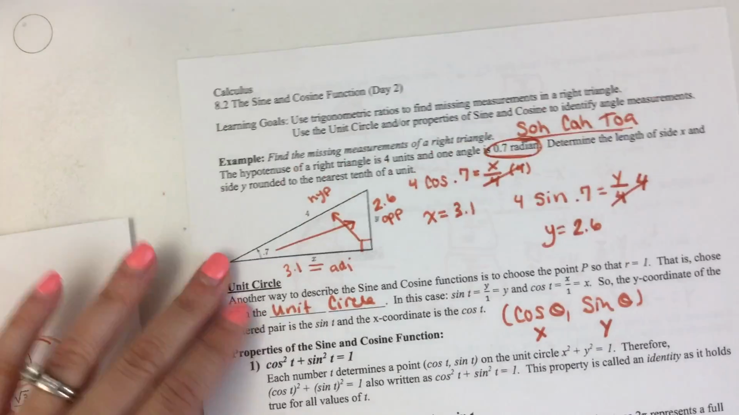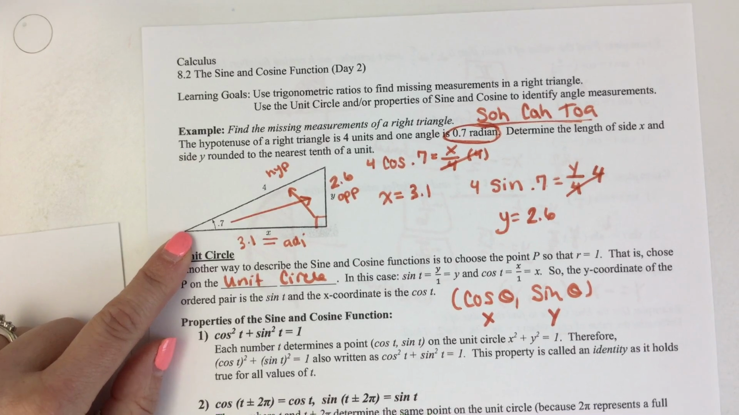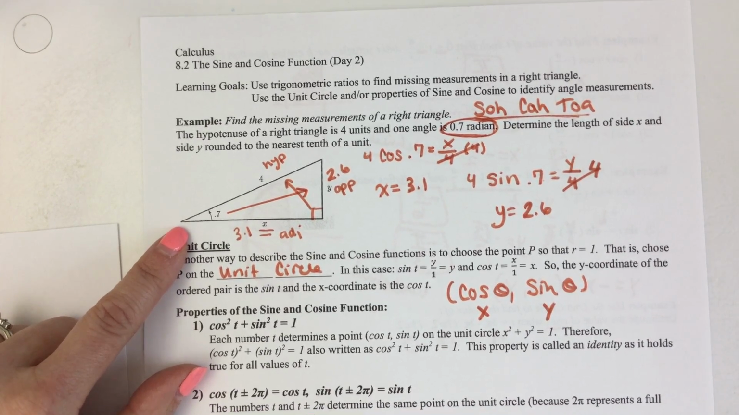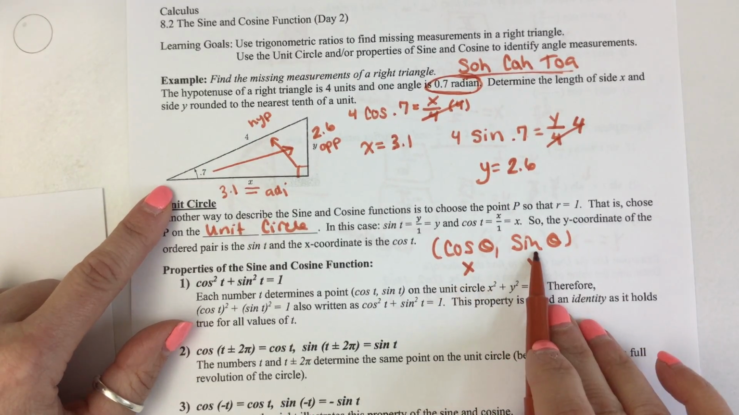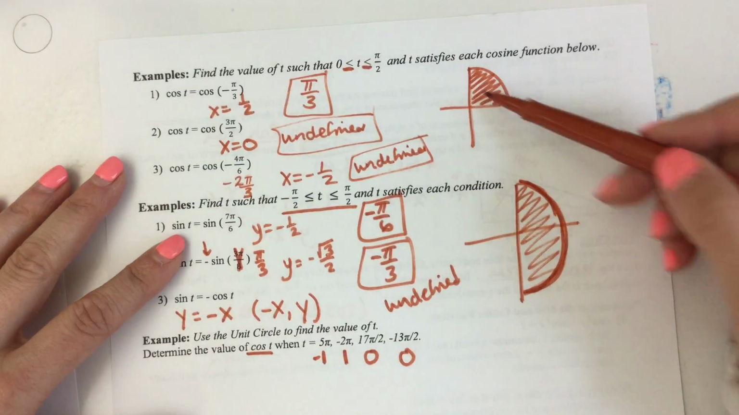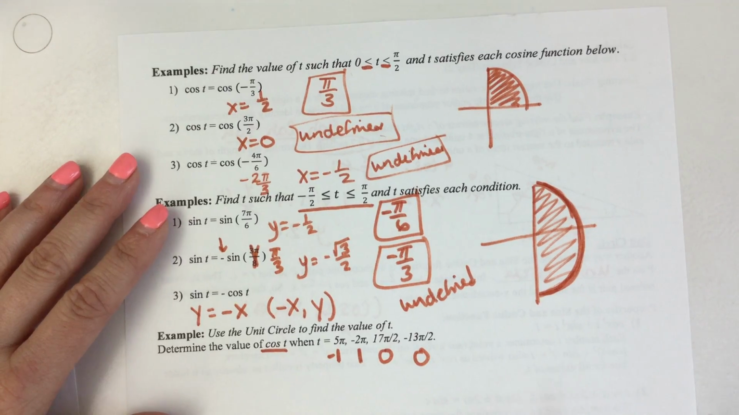Again, the main thing is, if you are given a triangle, can you use SOHCAHTOA to set up equations using sine, cosine, and tangent to find missing values? Then, can you use the unit circle, remembering that the cosine is x, the sine is y? They will give you restricted domains, meaning sometimes you will get things that would be undefined.